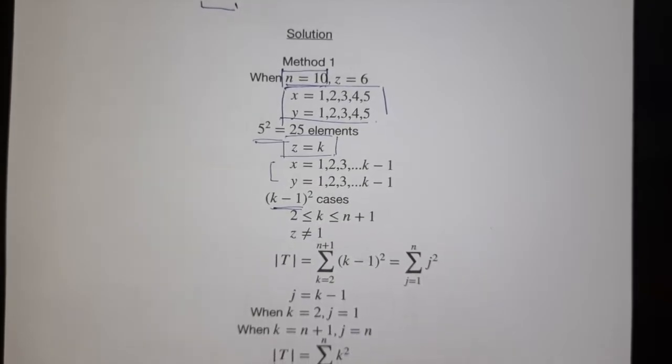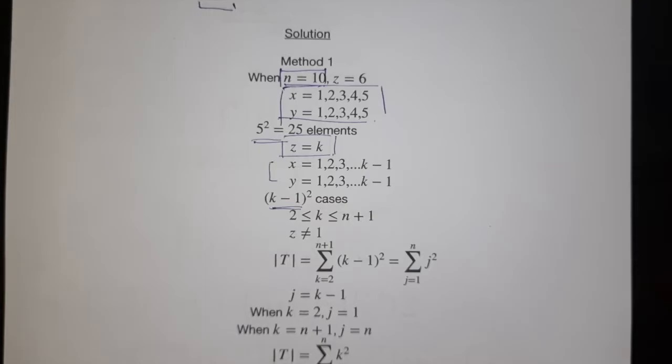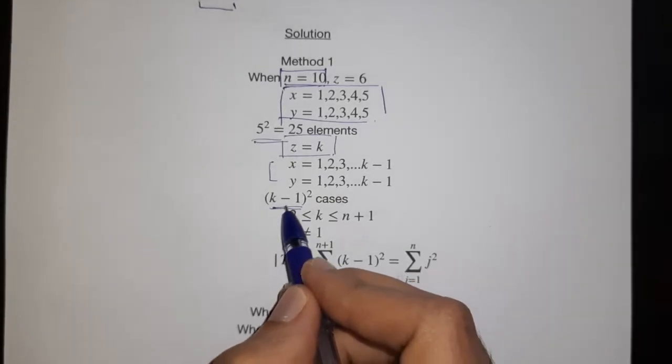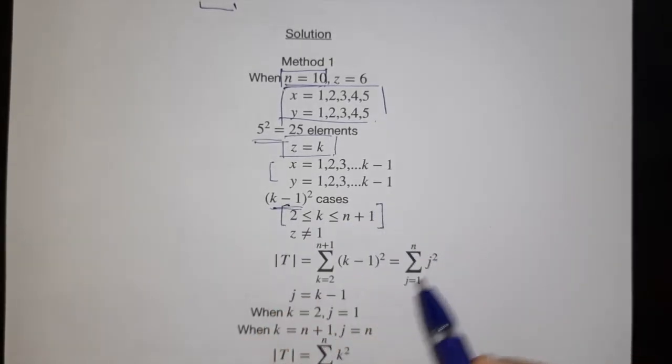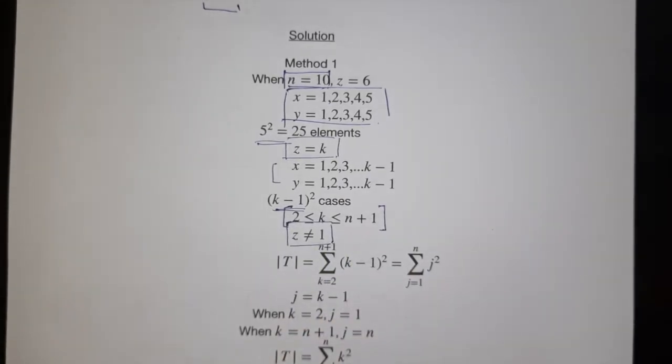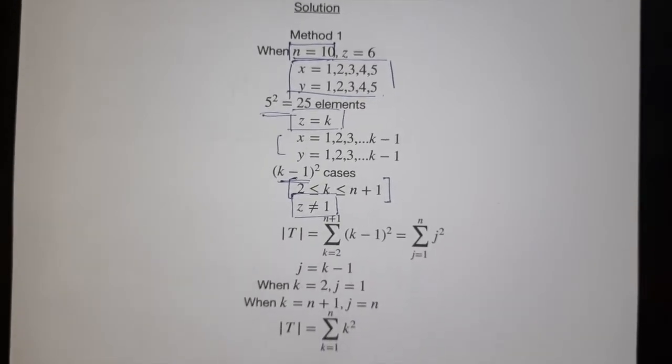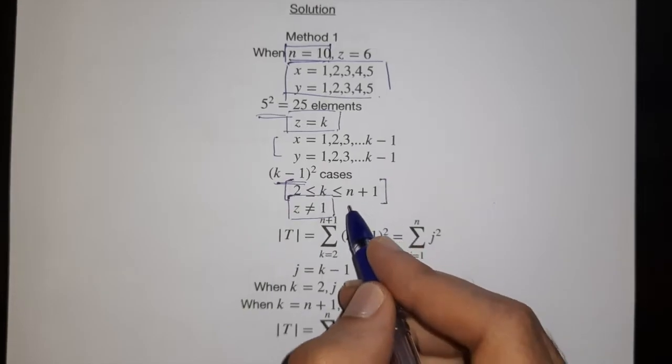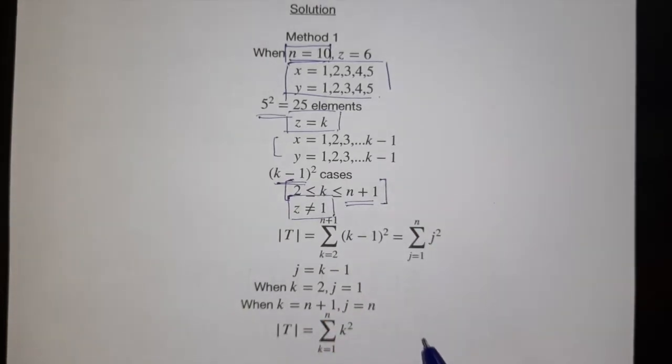With this in mind, finding the total number of elements just boils down to summing the expression (k minus 1) squared over the range of valid k values. Applying our mind to this new, simpler problem, it becomes evident that k satisfies the inequality k is greater than or equal to 2 and less than or equal to n plus 1. k cannot equal 1, since in that case, x and y would each have to be natural numbers less than 1, of which there are none. z can obviously equal the upper bound of n plus 1.